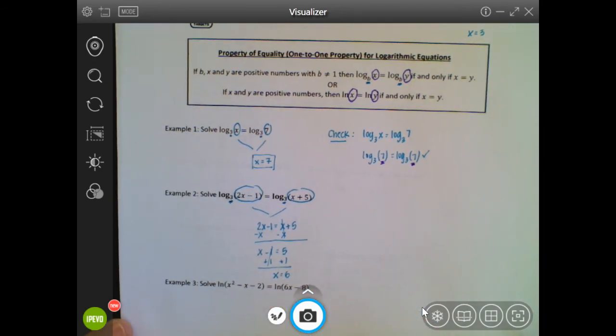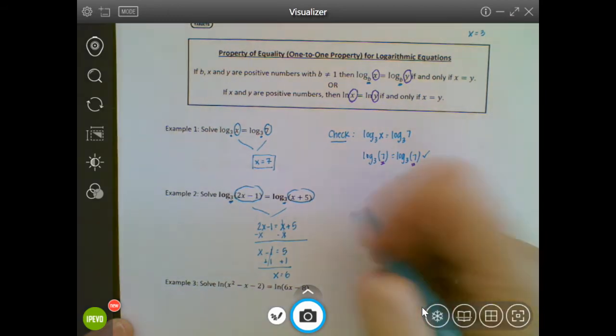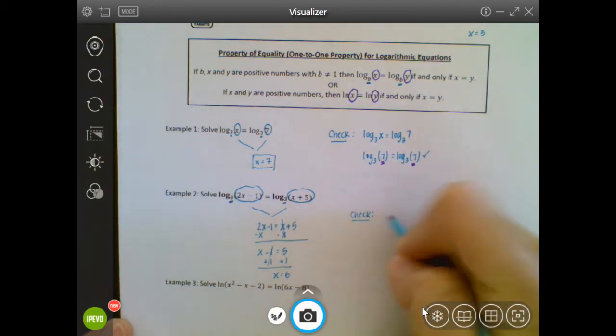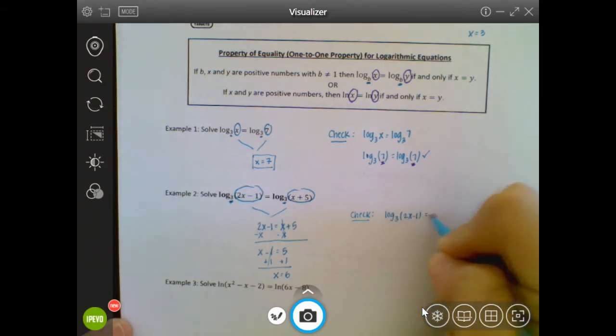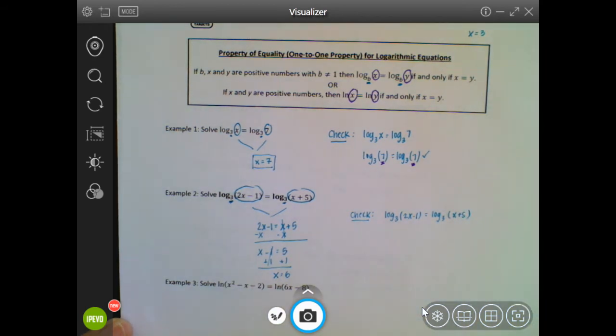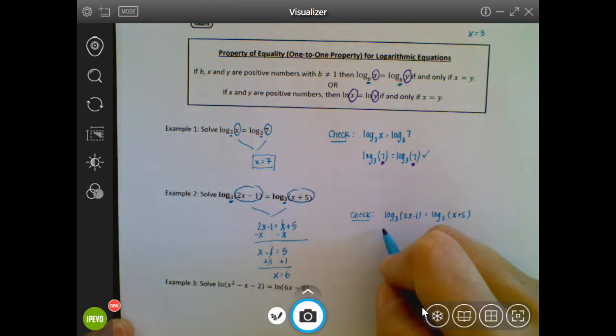So again, I want to make sure that this is going to actually work as a solution. So I'll show my check here. My original equation is log base 3 of 2x minus 1 equal to log base 3 of x plus 5. And I'll go ahead and substitute in my x value of 6 up into this equation.